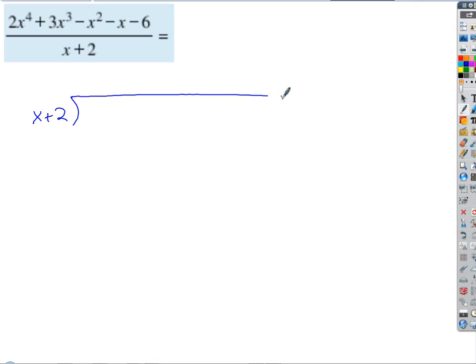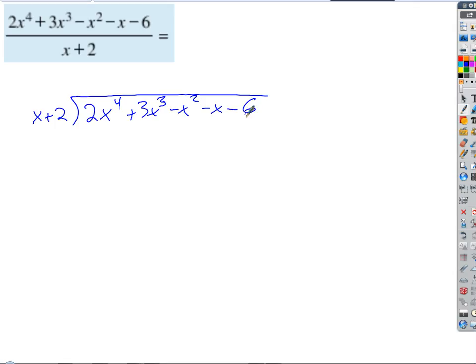Now, in which case do I not skip any powers of x? Inside the bracket or outside the bracket? Good. So then we end up with 2x to the fourth plus 3x cubed, minus x squared minus x minus 6. Okay, so what's going to be our first term?